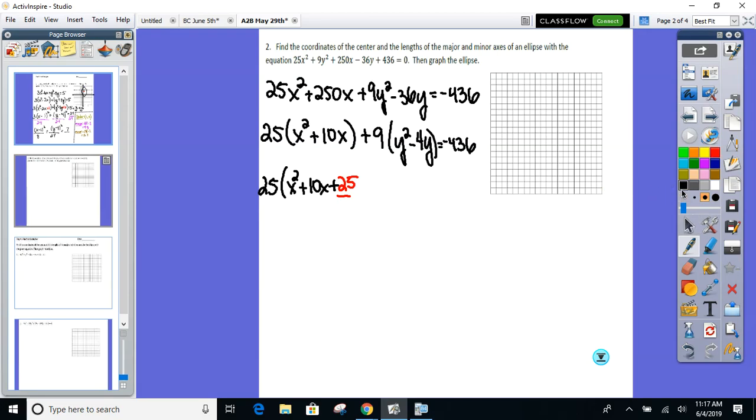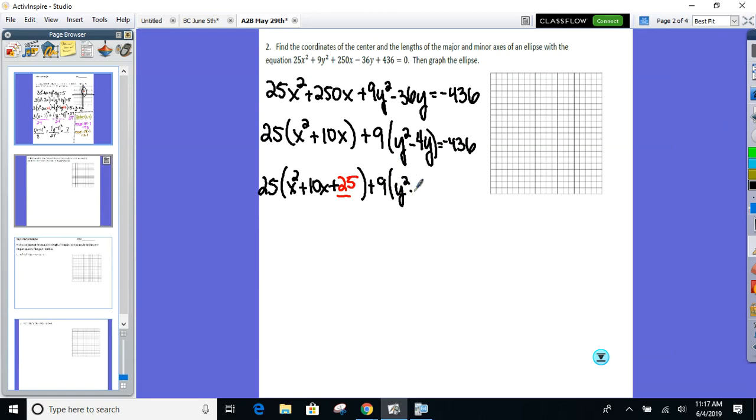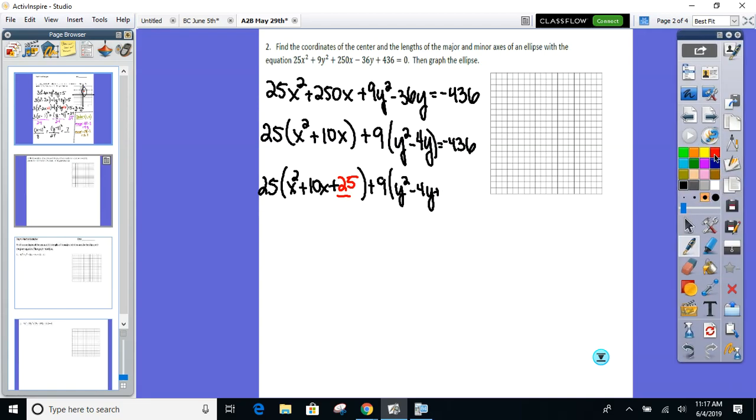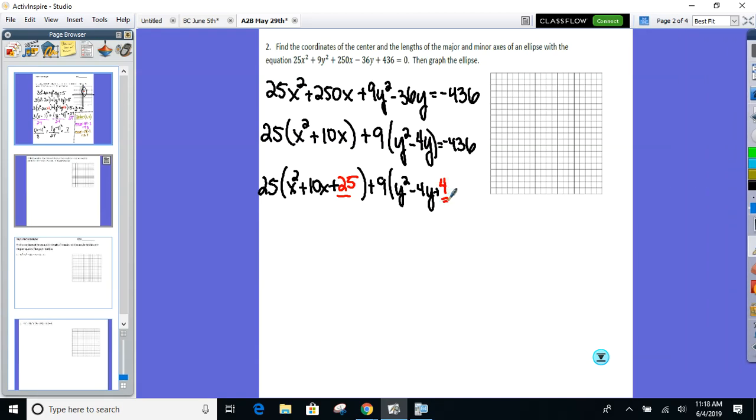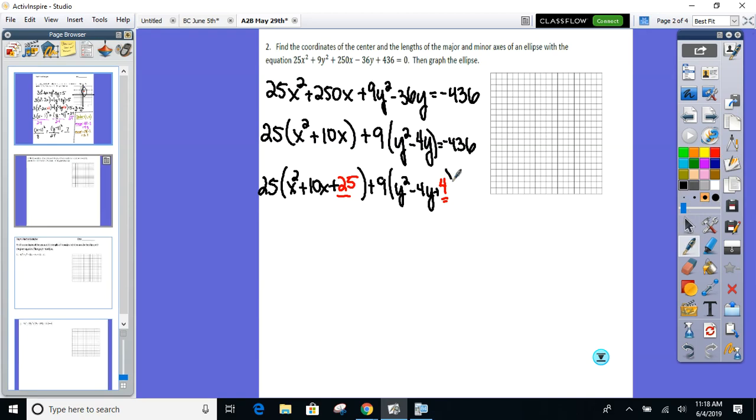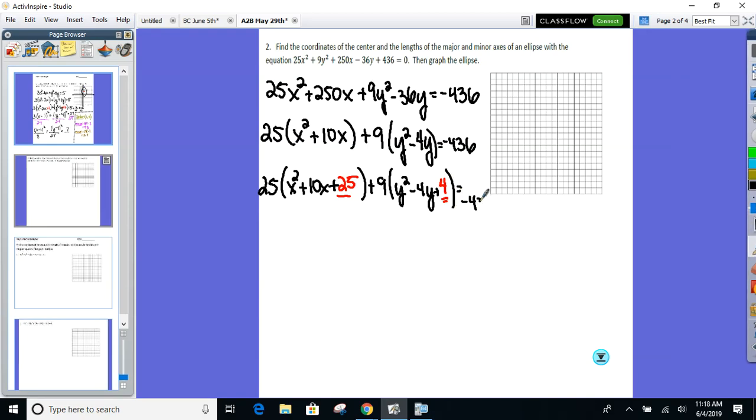Do it for the Y's now. Y squared minus 4y plus, figure out that number, half your B value squared. Always should be positive. What do you got for me? 4. All right, here's where you got to focus up a little. What must I add to 436? Negative 436. Because it's more than 25 and more than 4.